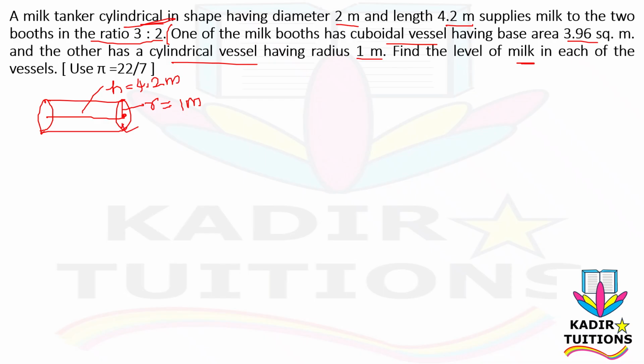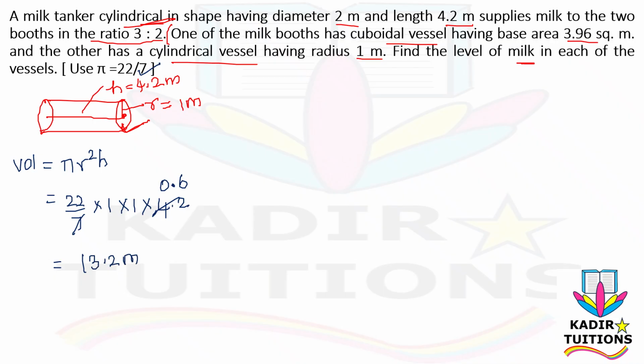And from this milk tanker, the milk is going to be supplied to two booths in the ratio 3:2. So first I need to know how much milk this is carrying. How can we find that? Only by the volume. What is the volume formula for the cylinder? It is pi r square h. In the question, they have mentioned to use 22/7 for pi. So 22/7, the radius is 1 meter, into 1, and the height is 4.2. Now 7 and 4.2 can be cancelled and it will become 0.6. If you multiply 22 and 0.6, we'll get 13.2 meter cube. So this is the volume of this cylindrical tank.